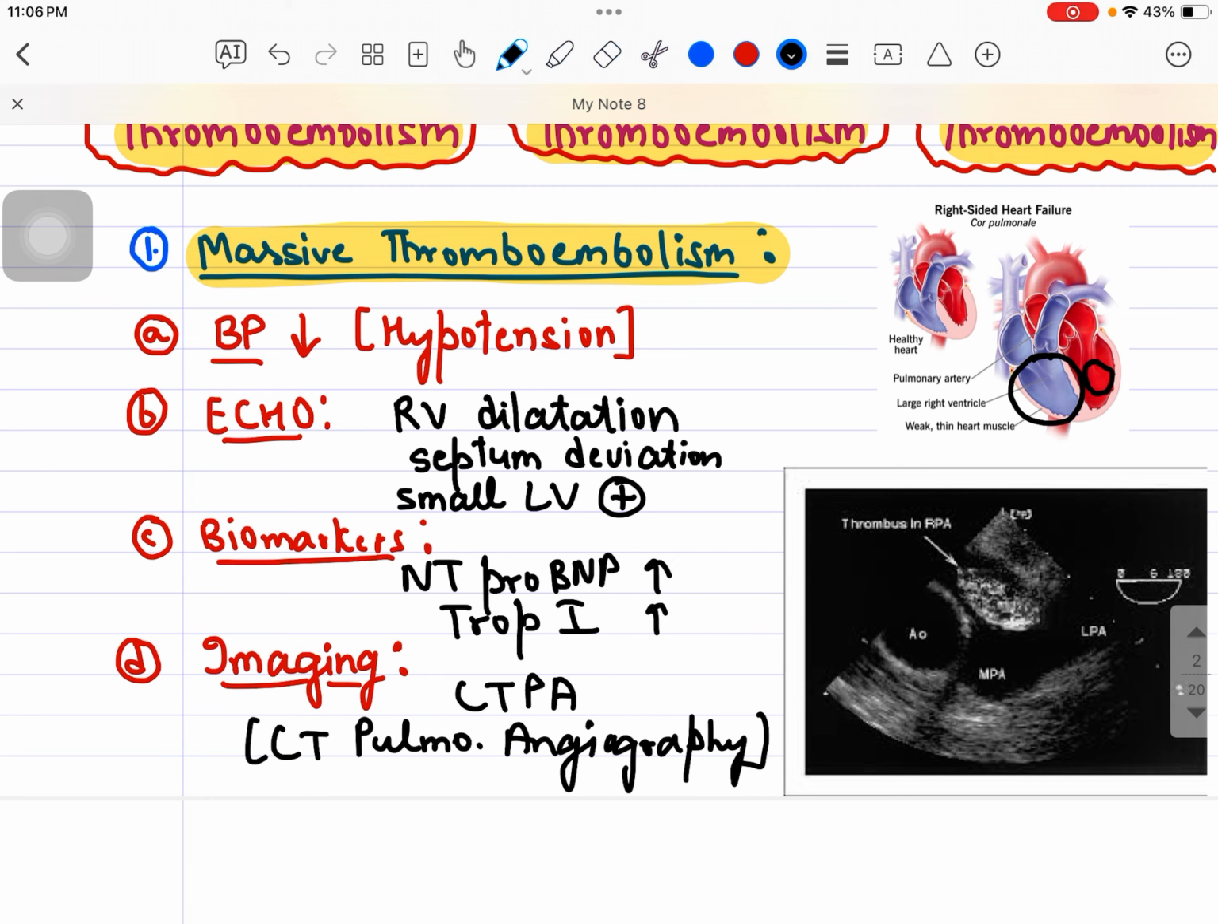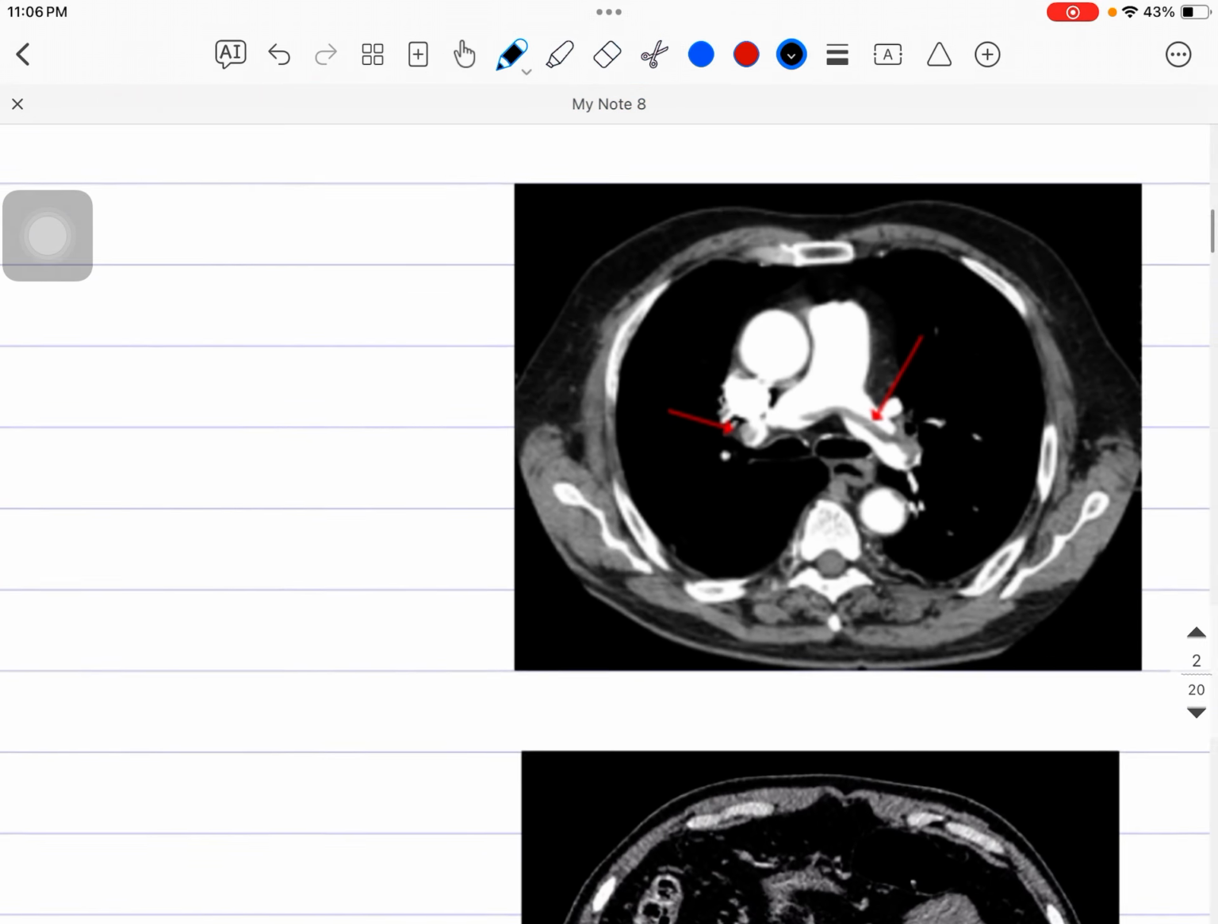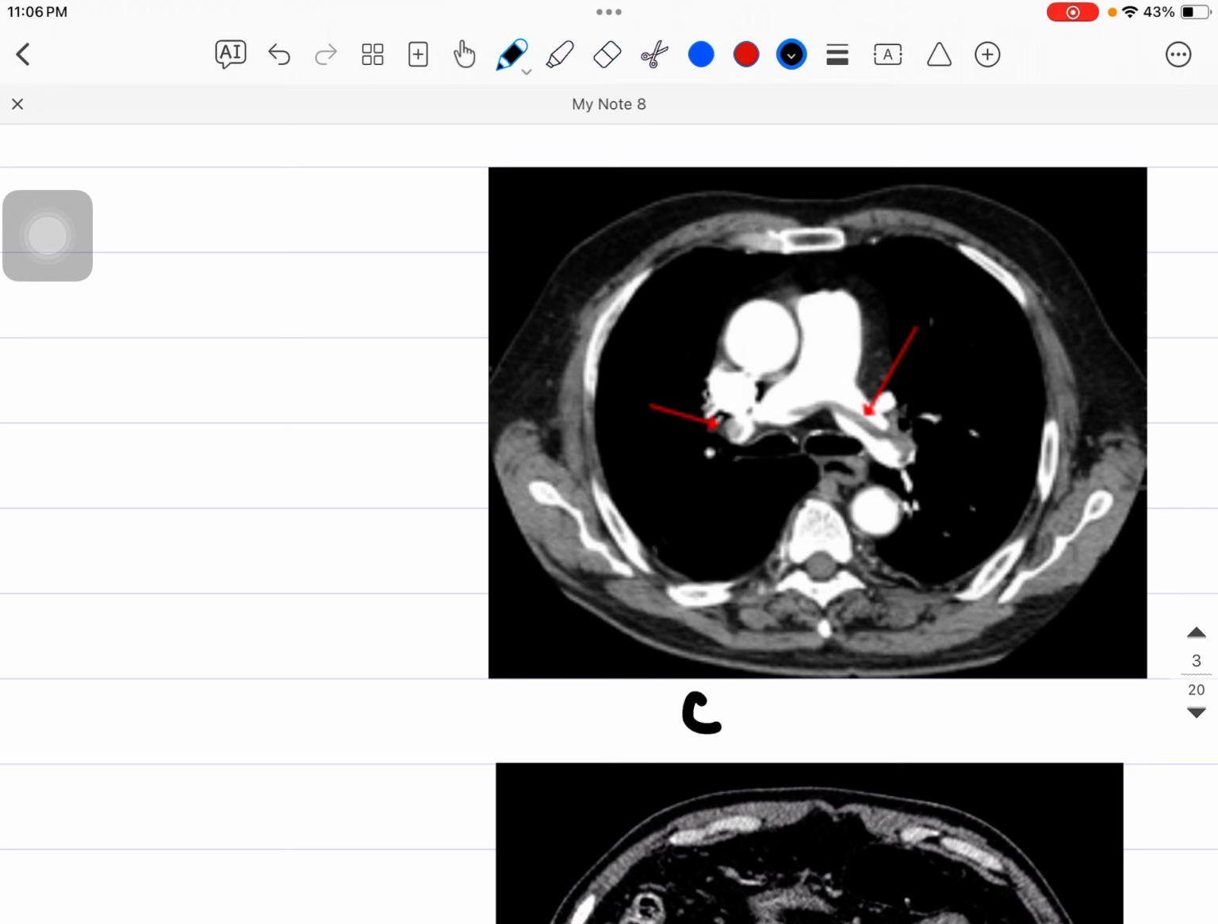In the CT pulmonary angiography, you might see that there could be a clot in the pulmonary artery, right. As you can see in this particular picture of CT pulmonary angiography, this is the main pulmonary trunk, and this is the left and right pulmonary artery.